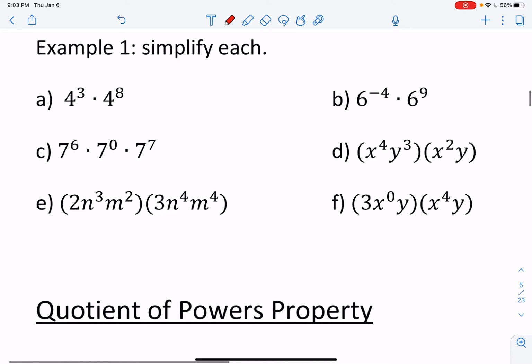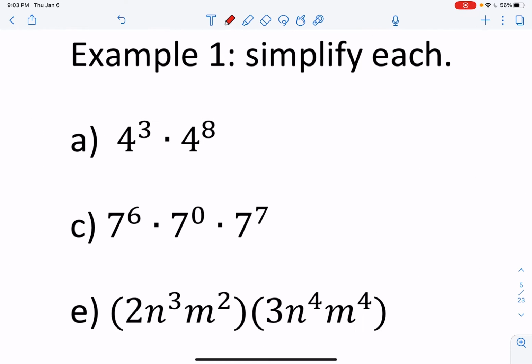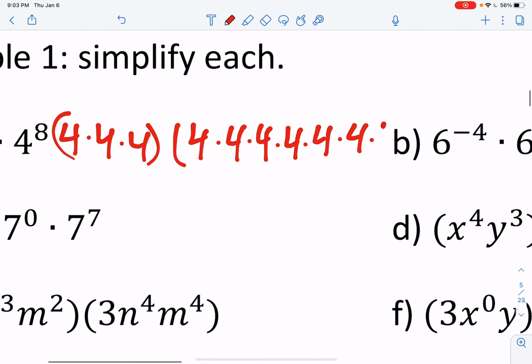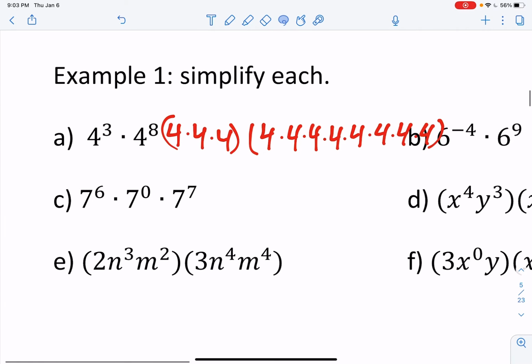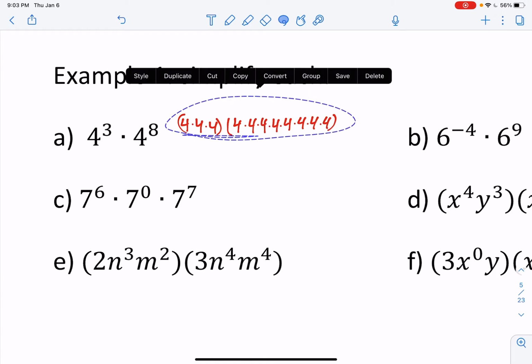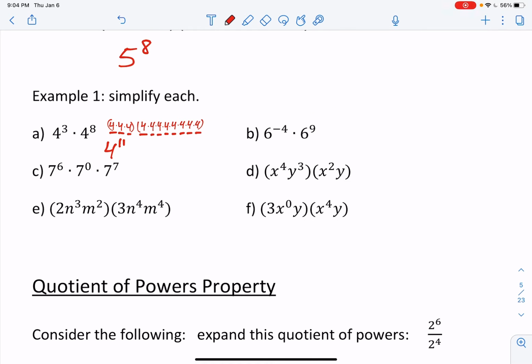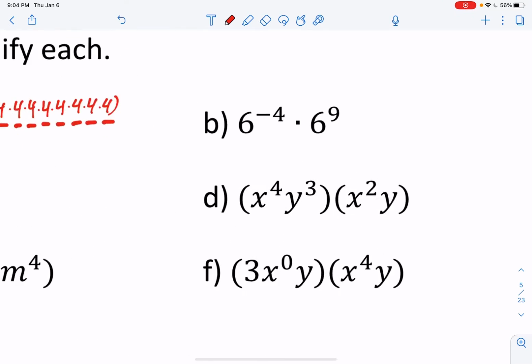So for these, 4 to the third times 4 to the 8th, that means 4 times 4 times 4 times 1, 2, 3, 4, 5, 6, 7, 8. Now all of that together, how many 4s are being multiplied? 1, 2, 3, 4, 5, 6, 7, 8, 9, 10, 11, because 3 plus 8 is 11. So this is just 4 to the 11th power. That's all that is. And you can do the same thing with negative exponents.